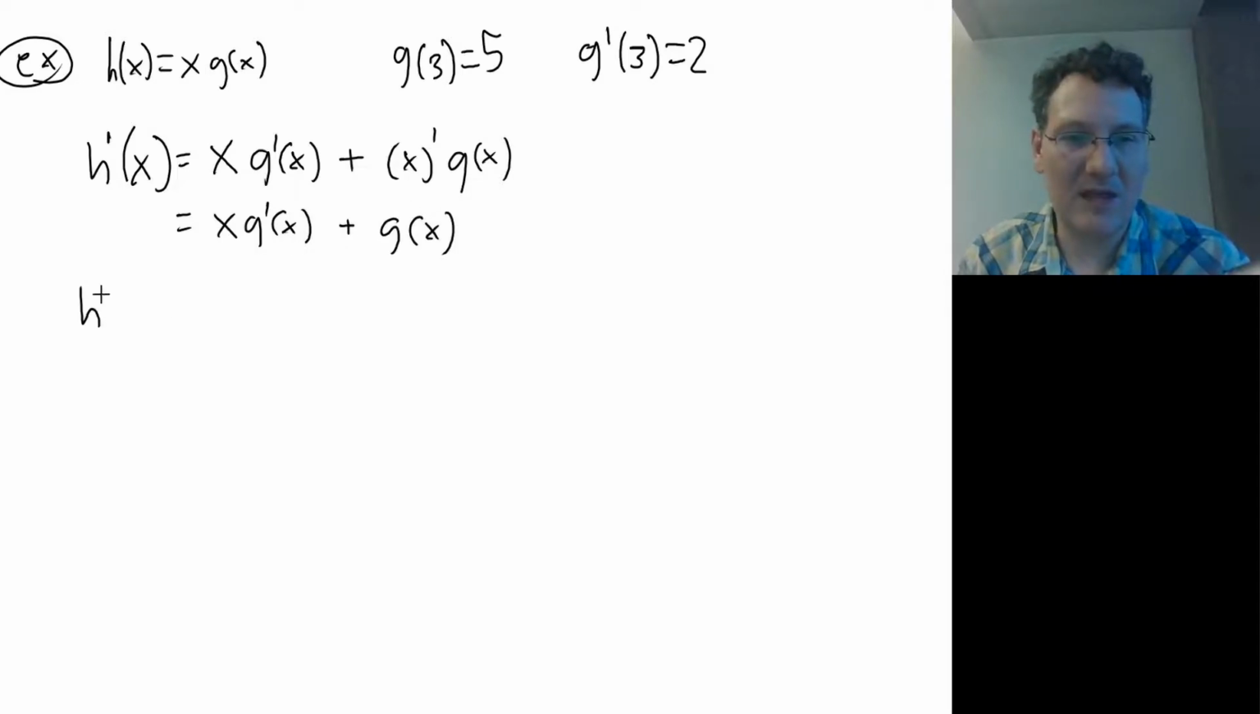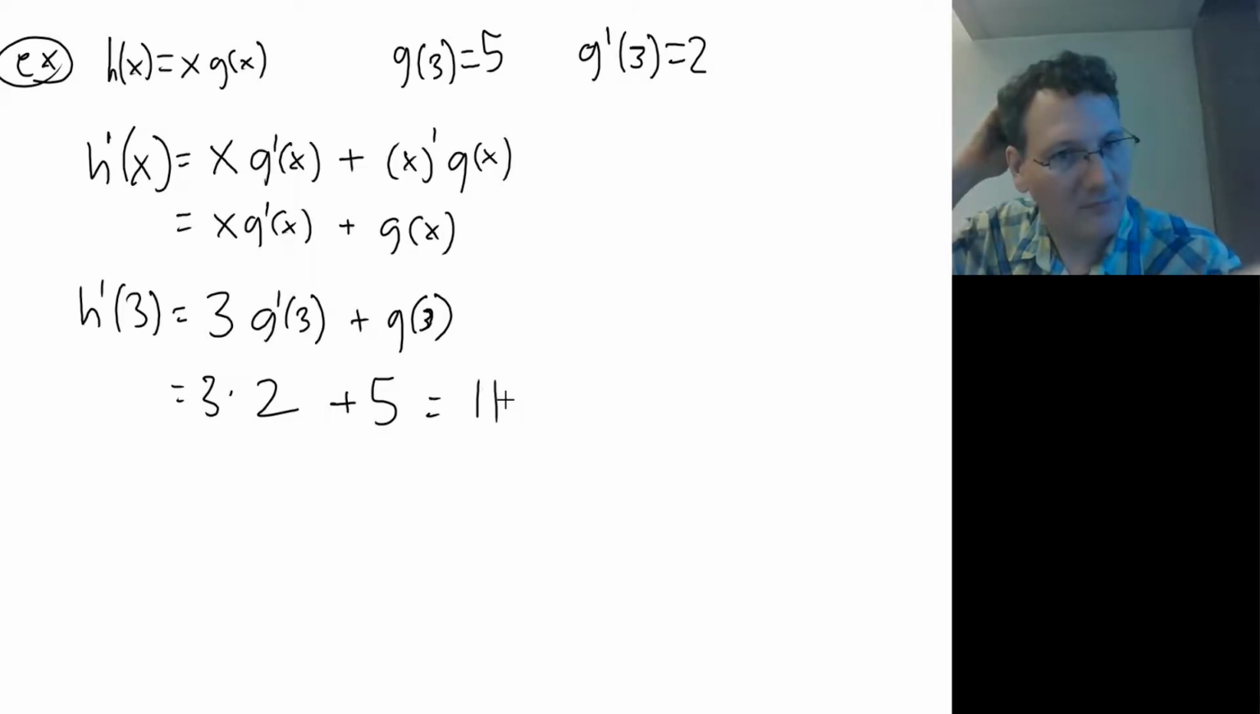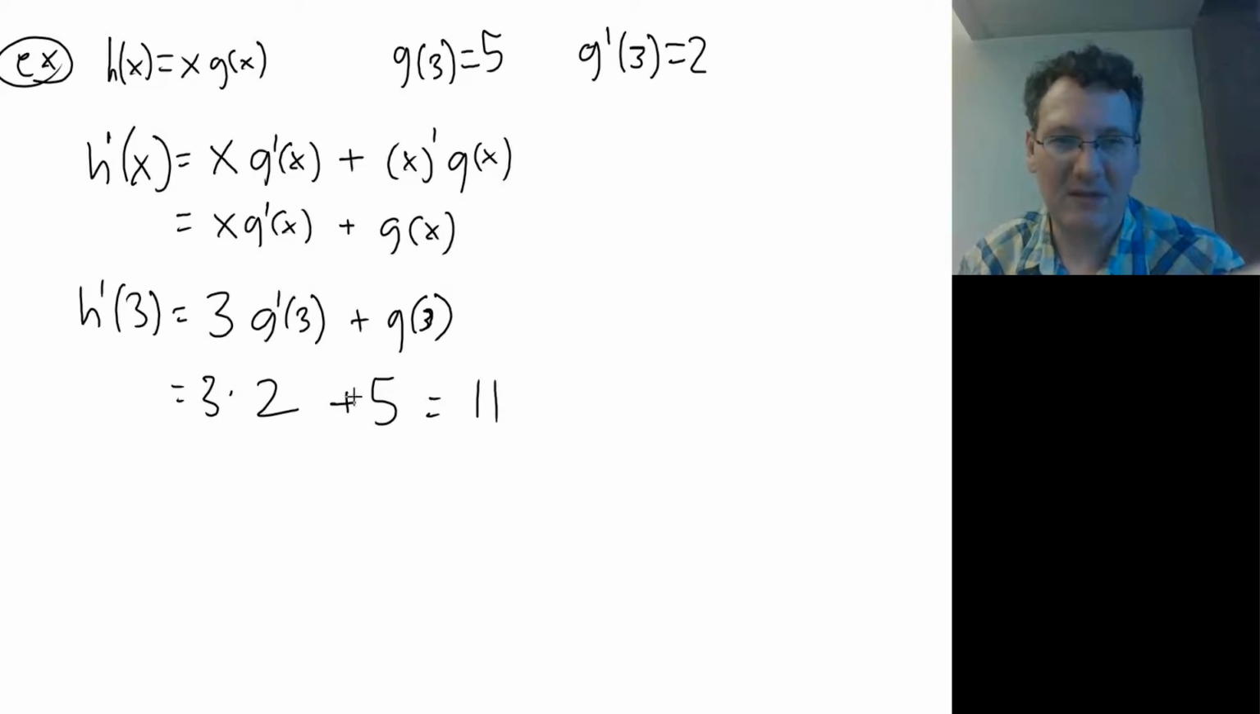Now, h prime of 3 is going to be, if I'm plugging 3 in for x, 3 times g prime of 3 plus g of 3. I'm actually given those. 3 times g prime of 3 is 2, plus g of 3 is 5. That's 6 plus 5 is 11. So a bit of a little puzzle riddle thing, but all of the pieces are there. You can solve that thing.